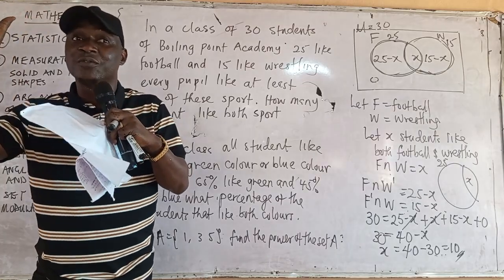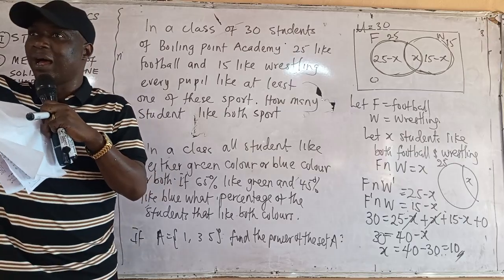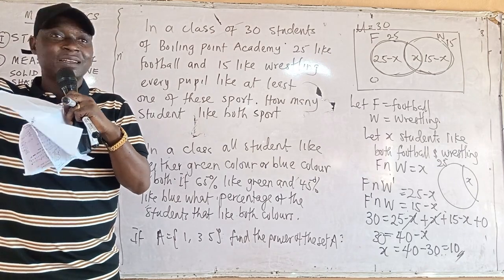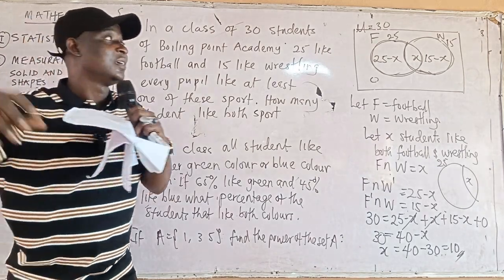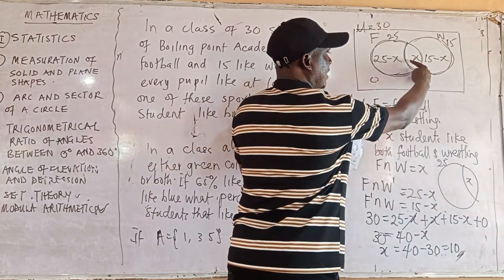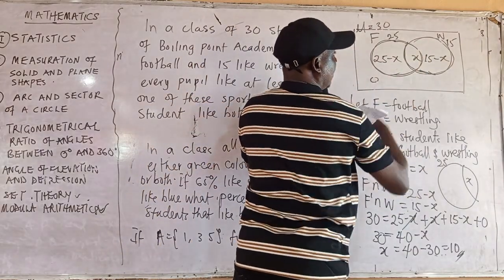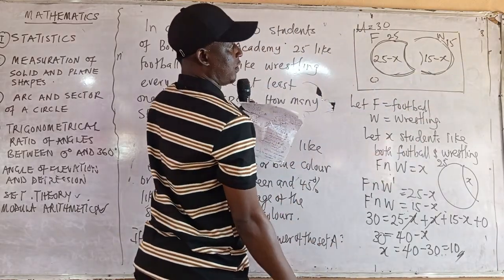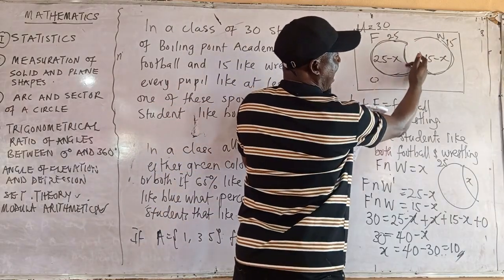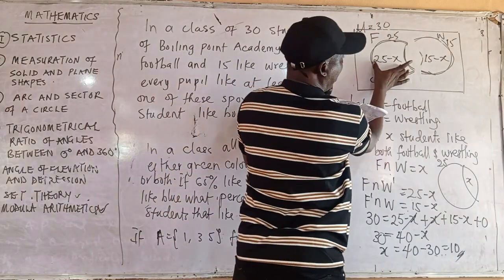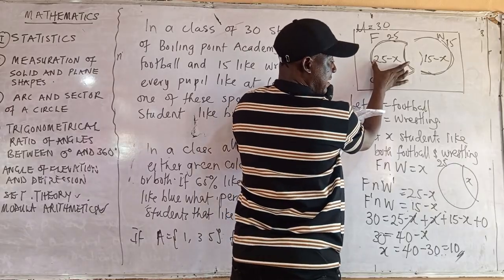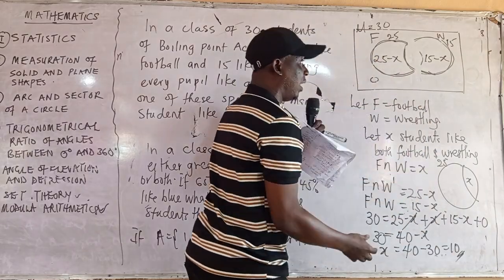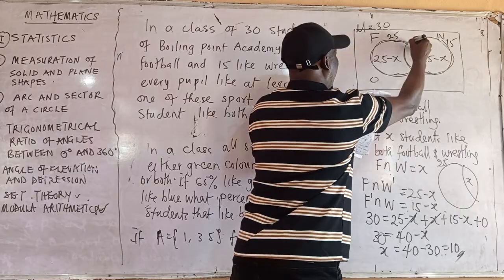Only football is 15. How did you get 15? 25 minus, because you have to remove this small bracket. If you remove this one, which offers football and wrestling, people that offer only football are 25 minus X, and X is already 10. So 25 minus 10 will give us 15.